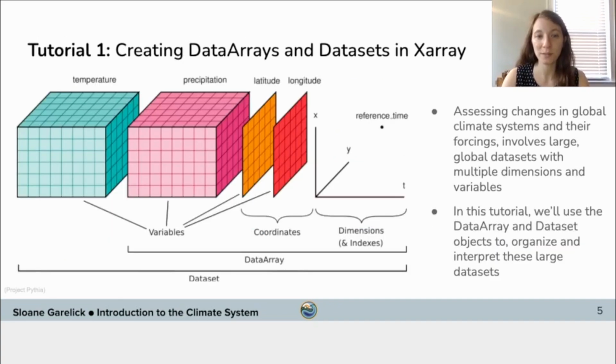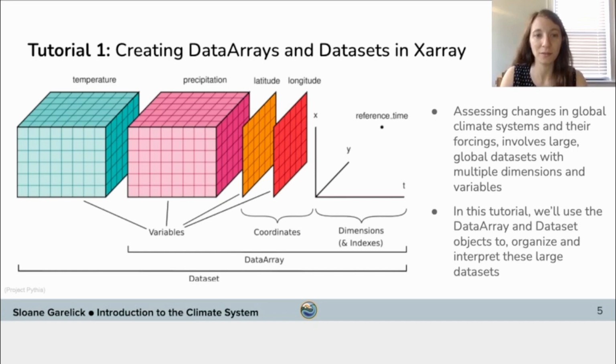Xarray is an open source project and Python package that makes working with labeled multidimensional arrays simple and efficient. Xarray introduces labels in the form of dimensions, coordinates, and attributes on top of raw data arrays similar to those produced in NumPy. Xarray includes a large number of functions for advanced analytics and visualization of these data structures. Throughout the tutorials today, we'll learn the basics of Xarray and apply some of these tools to the climate data sets to further explore the climate system concepts that we discussed in the videos.